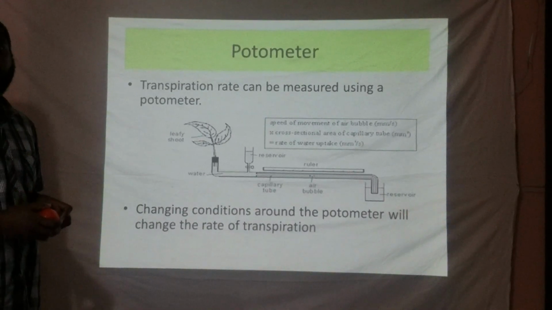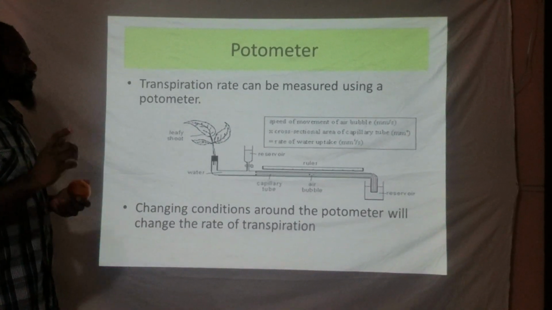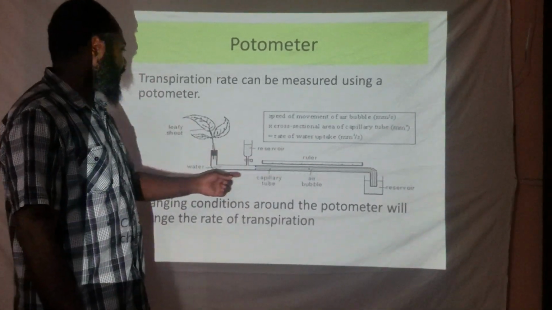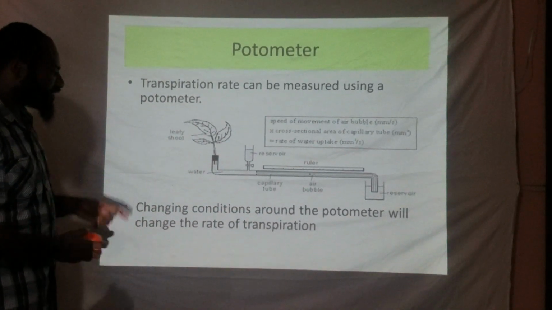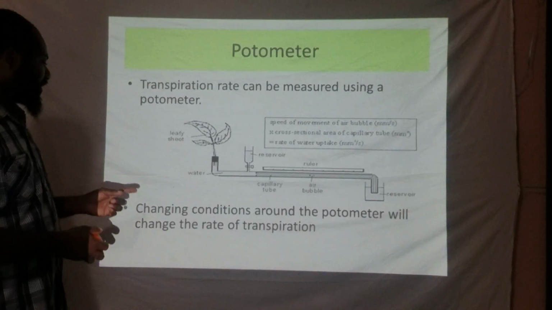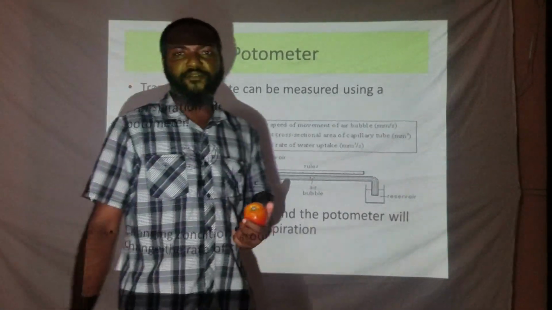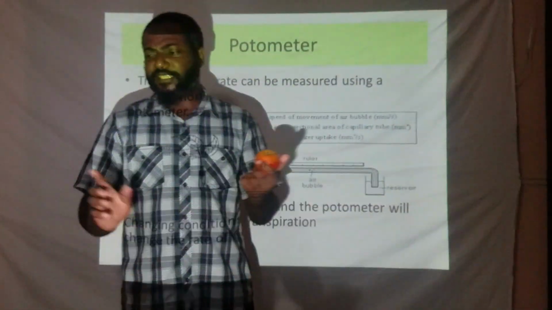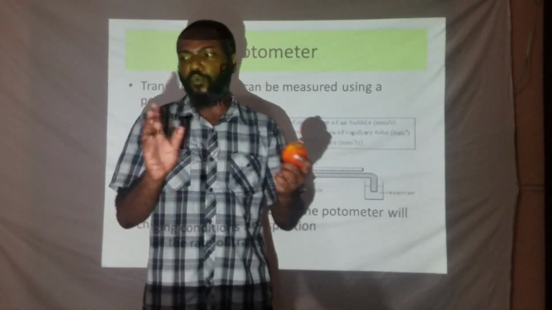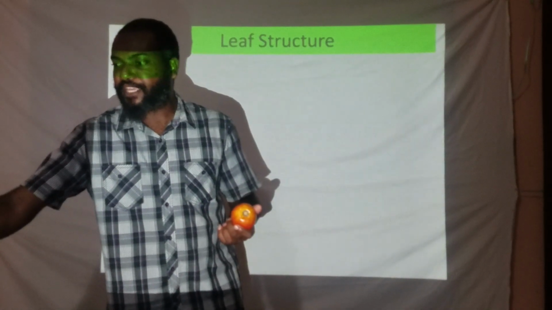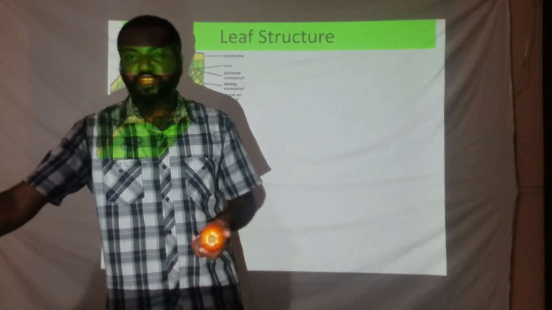Now, how do we measure the rate of transpiration? Transpiration is measured by a potometer. This measures how much water moves along a tube. If we change the conditions around the potometer, there will be a change in the transpiration rate. Now, what I have for you to do is to think of a way that you can measure transpiration rate.